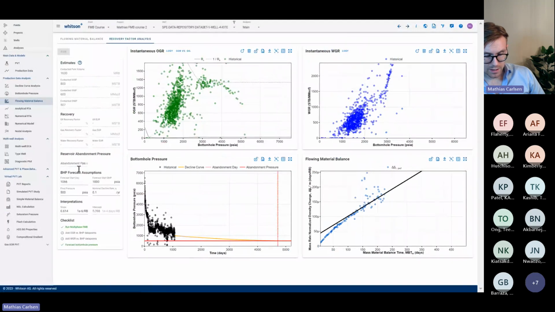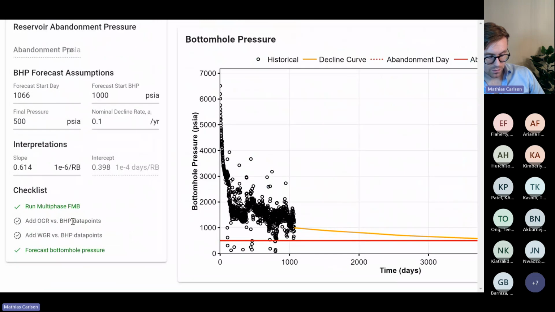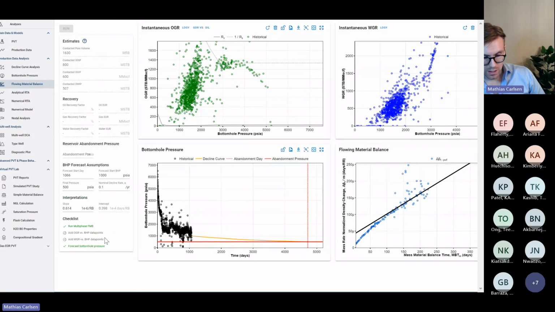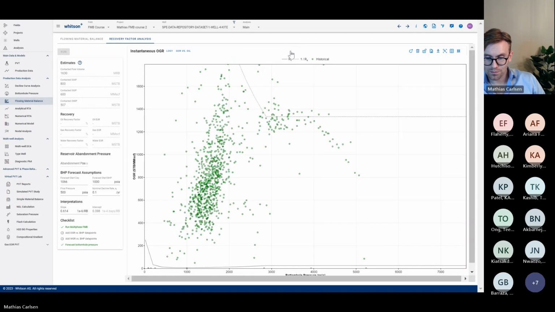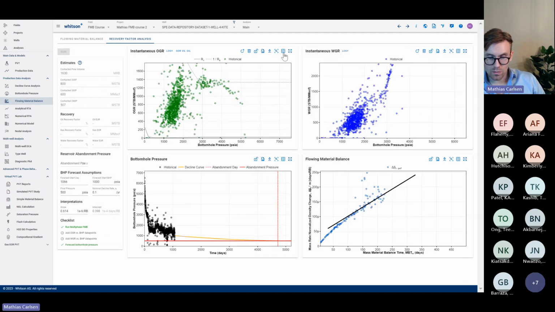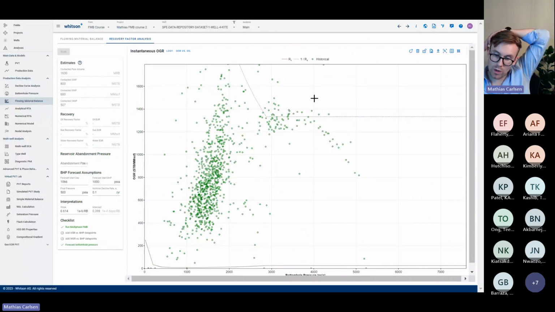Awesome. So that is the bottom pressure. There's a little checklist here, and the checklist says you need to add OGR and VGR versus BHP. So that's what we're going to do now. All of these plots are the same as the plots, or like a lot of the same options. The expand option is up to the right. Reset zoom, the zooming option, downloading, export to image, lock zoom. But then we see there's two other options here. It's a garbage can, which says remove all points, and then it's add points. And that's what we're going to use. So I'm going to just expand this real quick.